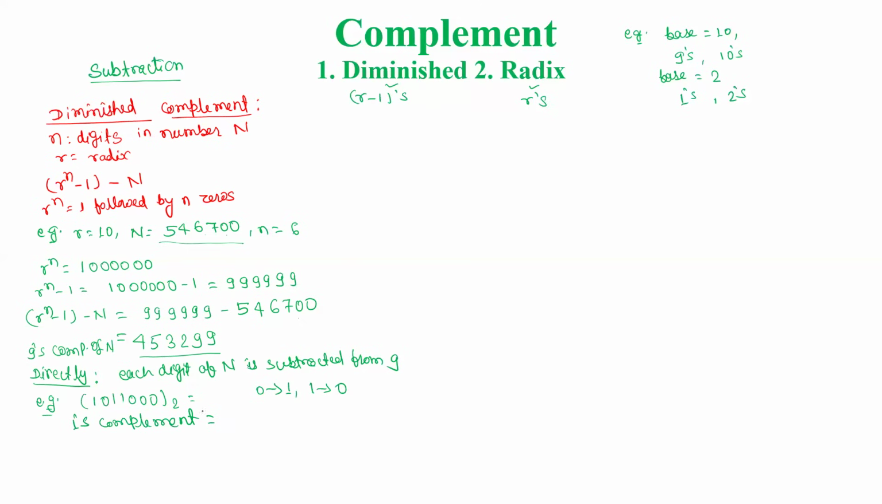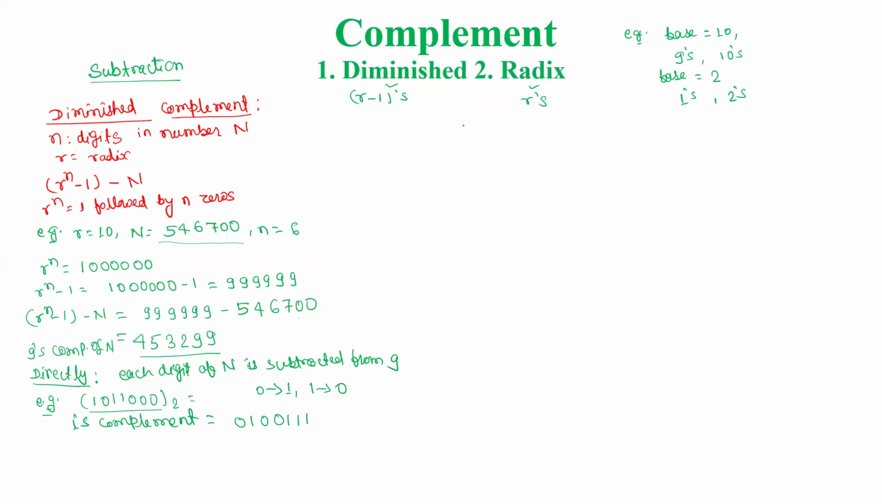On the basis of this, from the LSB side, 0 changes to 1, again 0 changes to 1, 0 changes to 1, 1 changes to 0, 1 changes to 0, 0 changes to 1, 1 changes to 0. So finally, this is the 1's complement of the given number that we obtained directly. With the algorithm, you can obtain it in a similar way. So this is how the diminished complement is obtained.